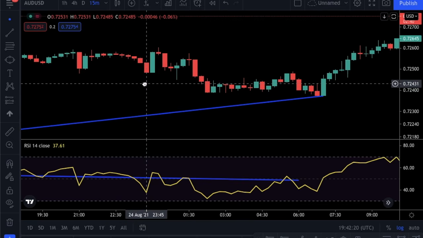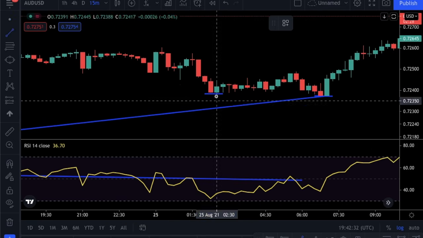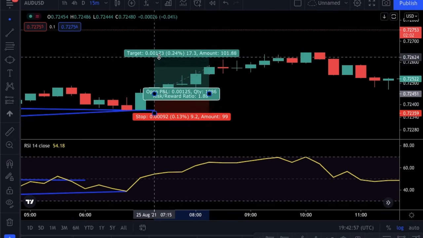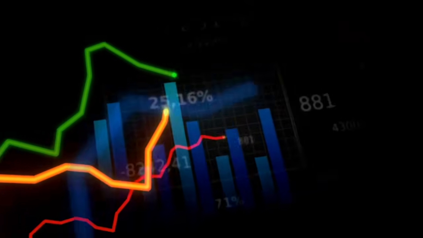But feel free to ask your questions in the comments. Also, you can check out my previous video to learn more about the RSI divergences. So let's move to the fun part. The second way to trade the Squeeze Momentum Indicator is to try to catch the squeezes.